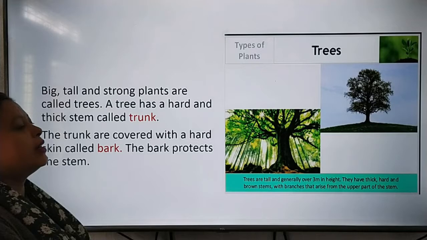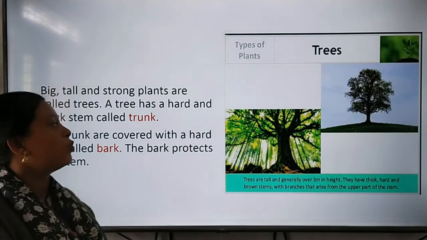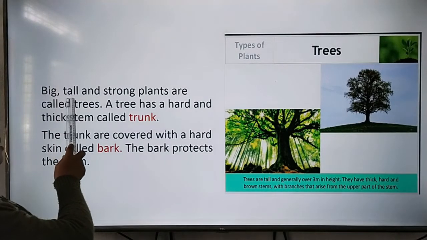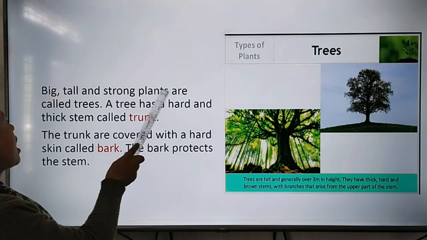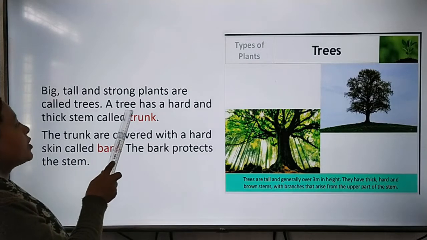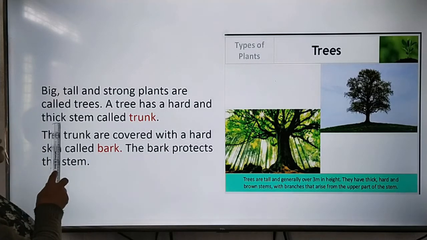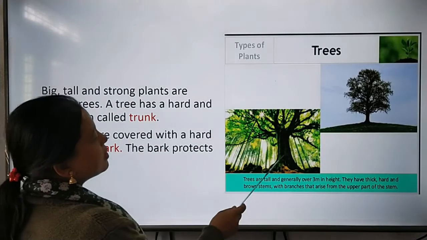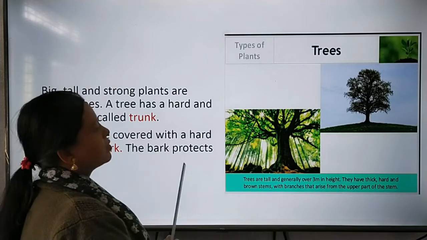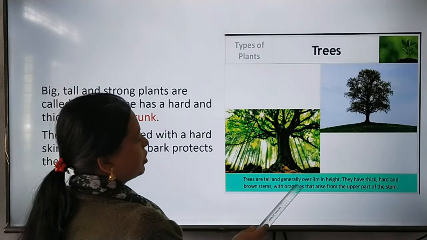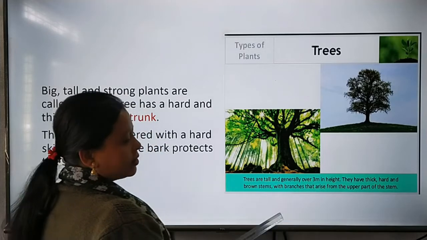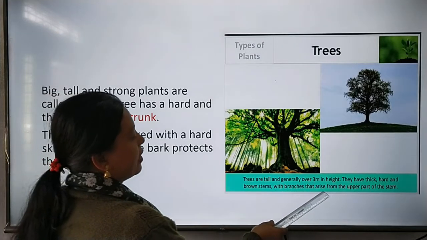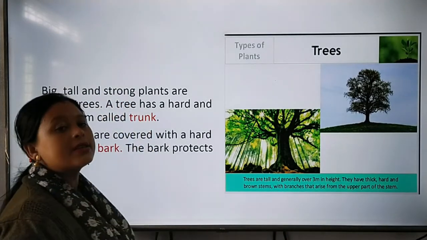First of all, let us study about trees. What are called trees? Big, tall and strong plants are called trees. A tree has a hard and thick stem called trunk. So you can see the picture. These are called trees, okay? And trees are tall and generally over 3 meters in height. They have a thick, hard and brown stem with branches that arise from the upper part of the stem.